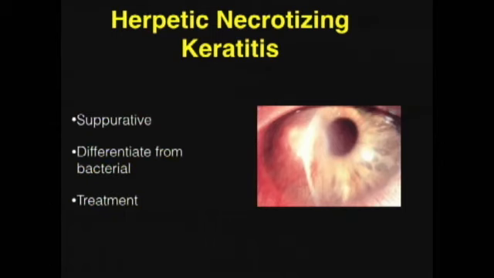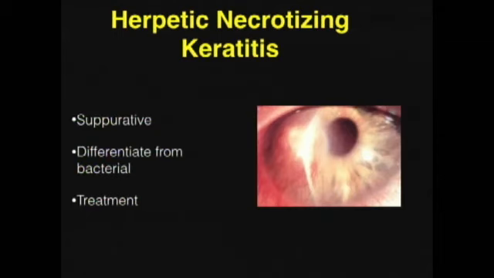Other than new vascularization, anything that might help you to differentiate between necrotizing keratitis and bacterial ulcer? Excellent, the history. The history is very important. Usually, with necrotizing keratitis, there is a history of previous attacks. Even with the current active infection, usually it's very chronic, it takes time, and will not respond to the antibiotic.